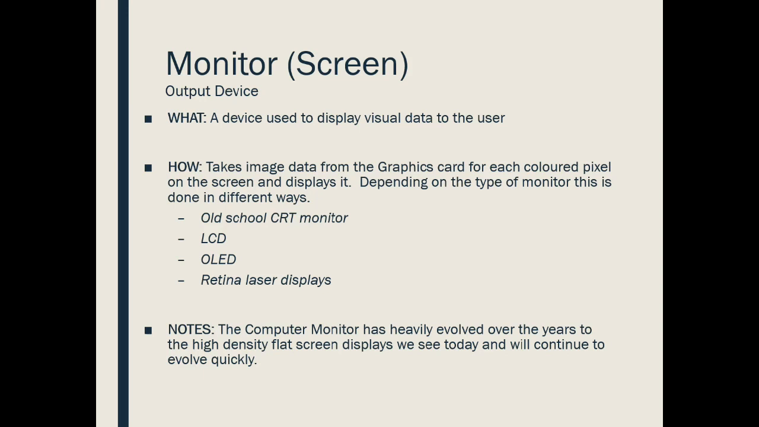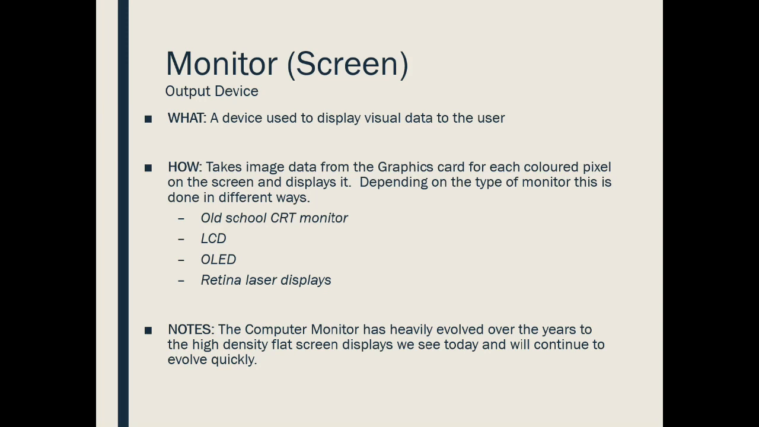So your monitor or your screen, this is just an output device, unless of course you have a touch screen monitor, but let's just assume it's just a regular monitor. Now this is a device used to display the visual data coming from the graphics card, so it's coming out to the user. So it's an output device. It takes image data from that graphics card, and that graphics card basically tells it how to color each individual pixel. So depending on the type of monitor, this is done in different ways.